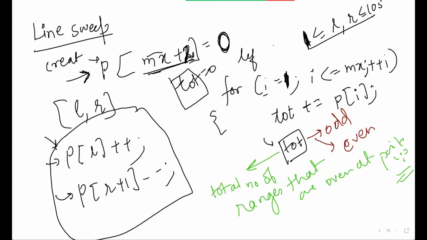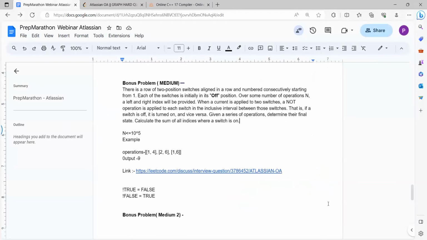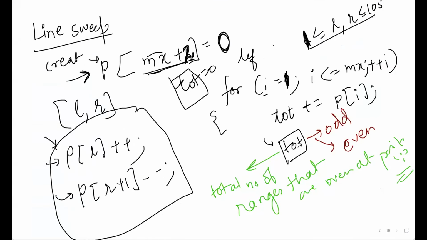So what we have to do, read this problem statement. Given a series of operations, determine the final state. Calculate the sum of all indices which are switched on. Okay, tell me one thing. We have to count the sum of all indices where the switch is on. And with this line sweep algorithm, we are able to find this. For every point, we know this many ranges are overlapping there.